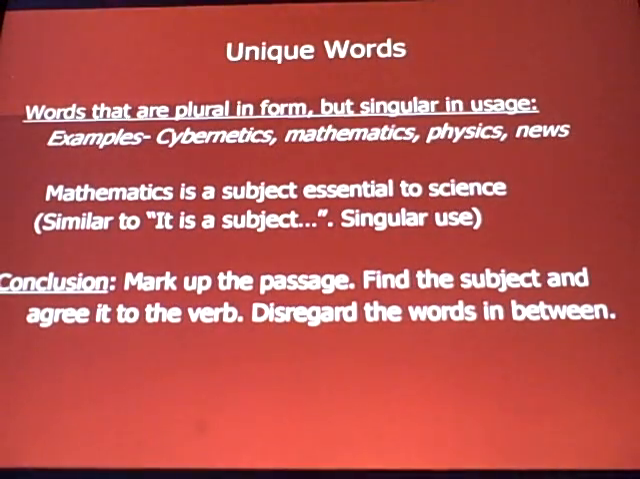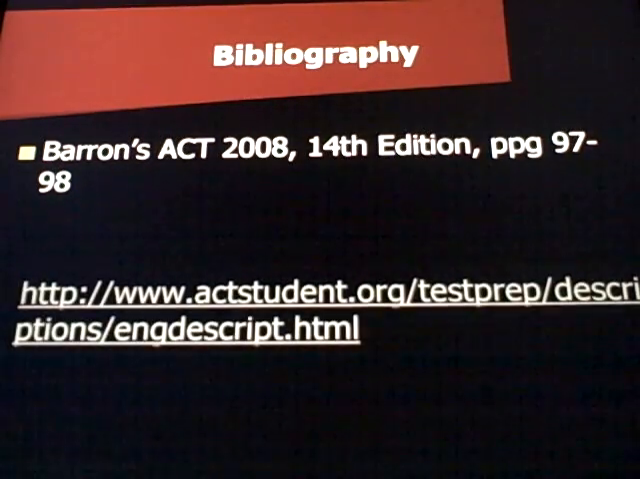So how do we handle the confusion? Well, as I've said on all my ACT videos, mark up the passage, write on it, get yourself focused, find the subject and the verb, find the subject, agree it to the verb, circle it, mark it somehow so it stands out to you, and disregard the words in between. You can find more. I use the Barron source. There's lots of sources at the bookstore, the library. Also the ACT website itself.